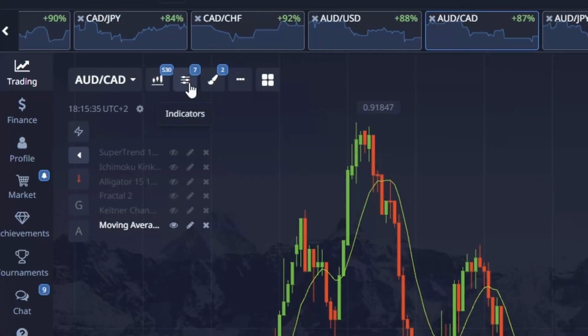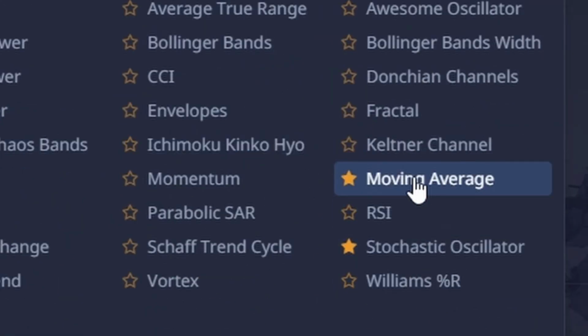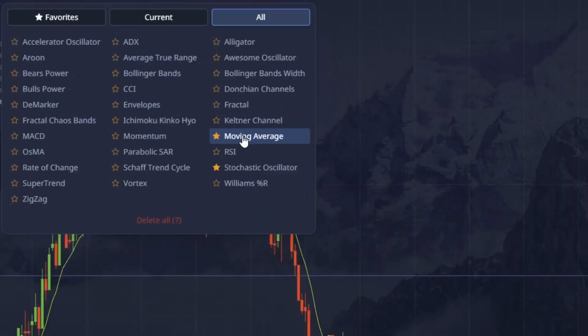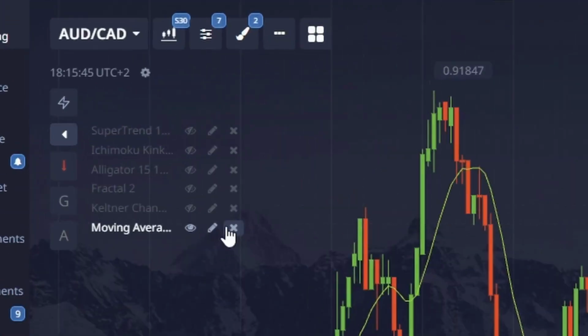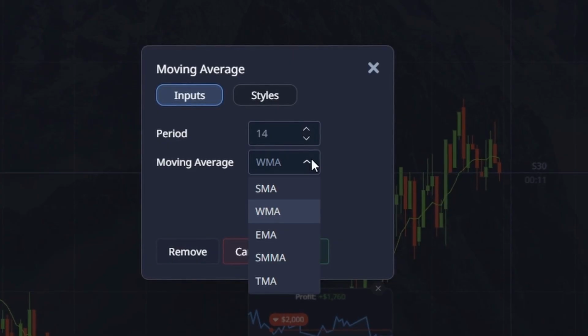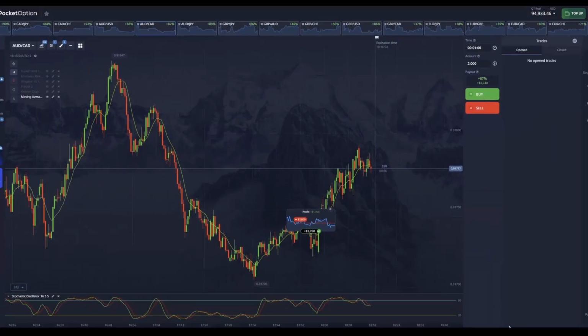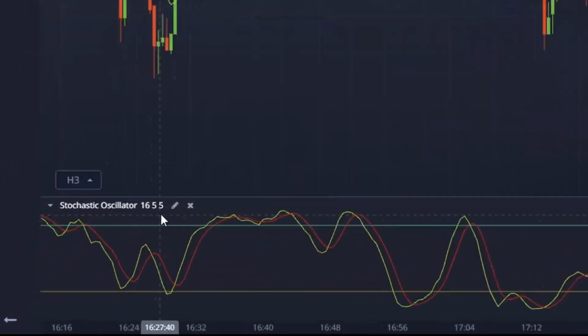So, which indicators do we need? We go here to the Indicators tab, add the stochastic oscillator and a moving average. Add these two indicators, and now we need to set them up. Click here on the pencil icon, change the period to 14, and set the moving average type to the second option. Click Save.